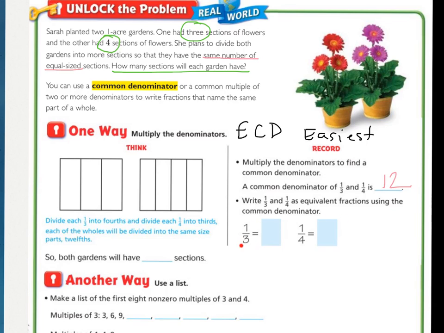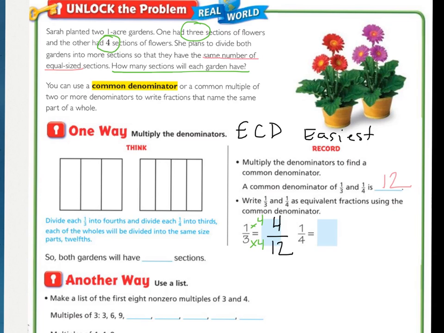So what did we have to do to this 3 to make it a 12? We had to multiply it times 4. And so we needed to multiply that 1 times 4. Okay, so 1 times 4 is 4. 3 times 4 is 12. Our first equivalent fraction is 4/12.